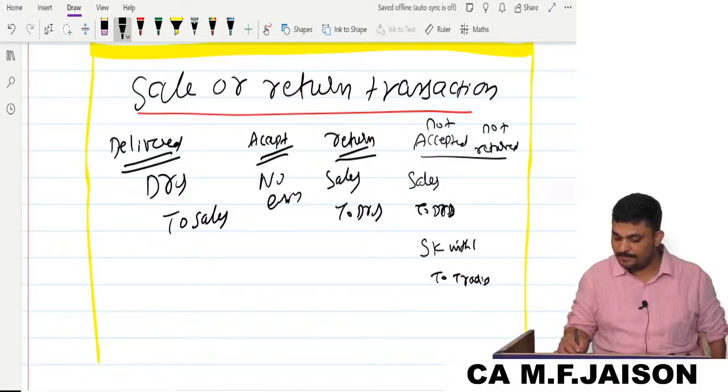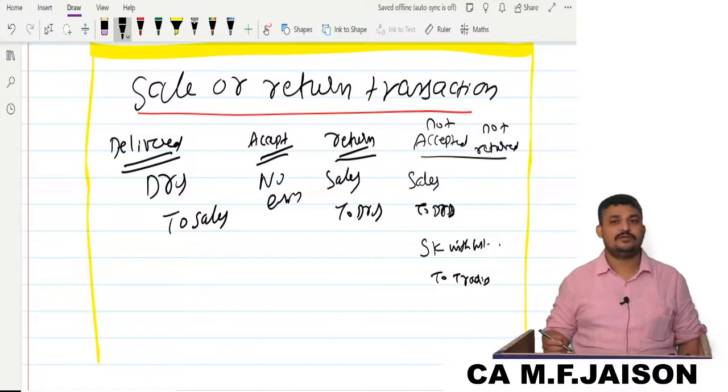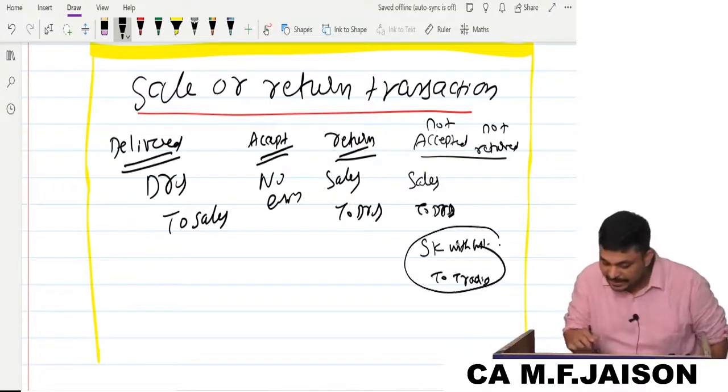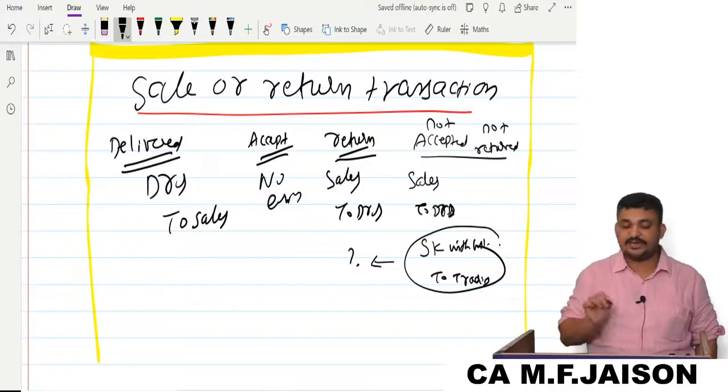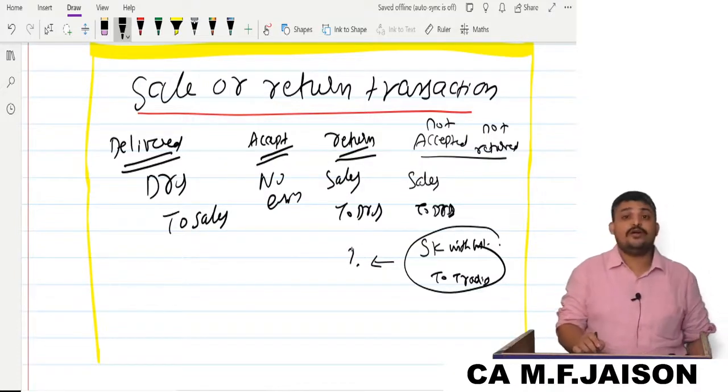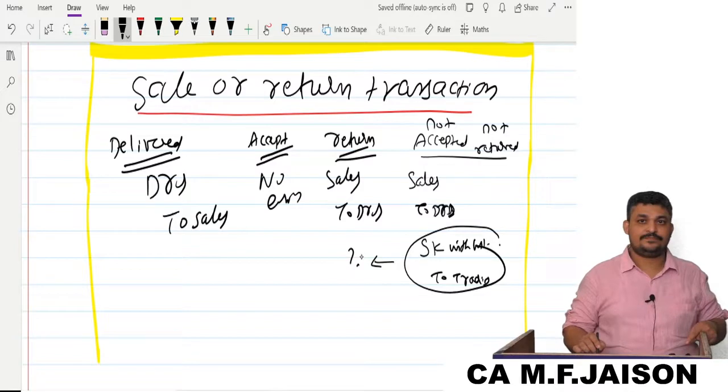Stock with customers to trading account. Sir, why are you not making this entry here? Sales to debtors you made. These goods also, they are there with you, no?